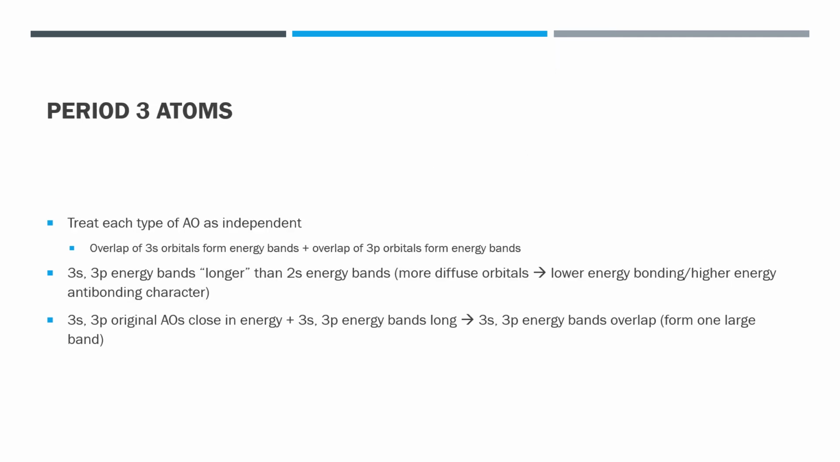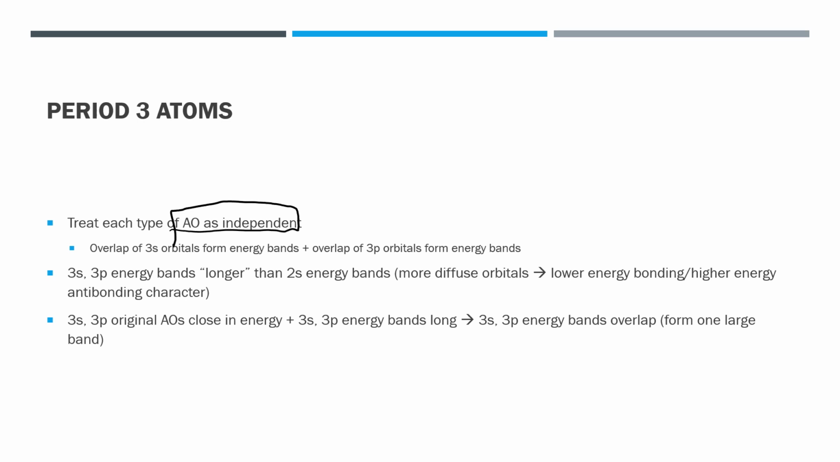So now I just want to talk a little bit about period 3 atoms, and as we go down in periods and how that changes the bonding that goes on in metals. So in a period 3 atom, or in any atom in general, we treat each type of atomic orbital as independent. So for example, we take 3s orbitals and we look at the molecular orbitals they create, and that's going to be similar to what we saw previously, right?